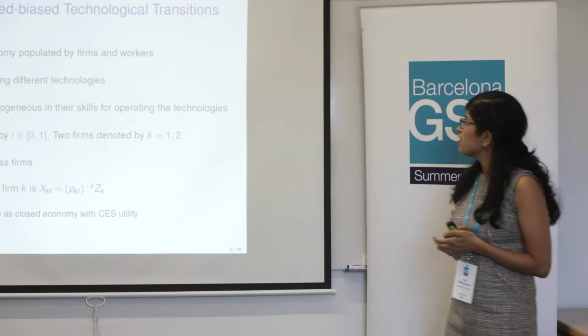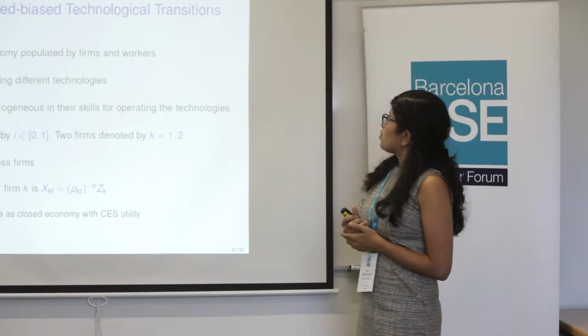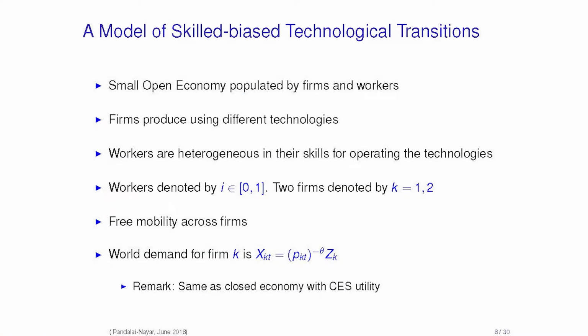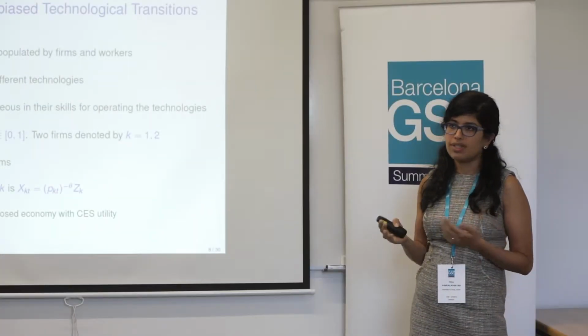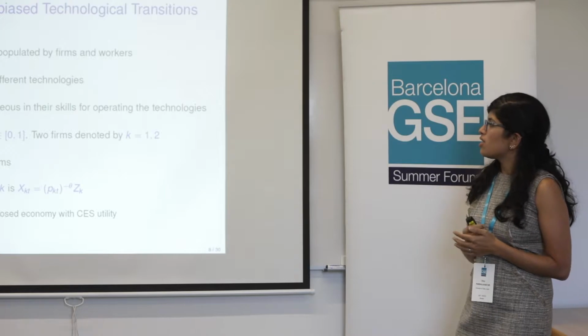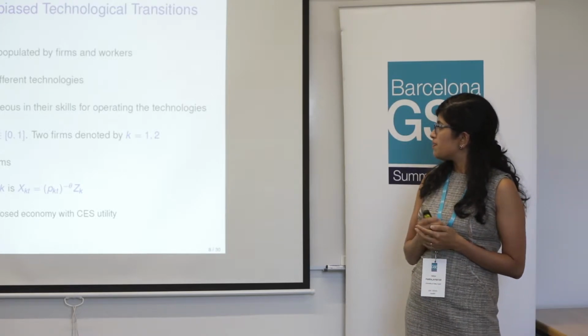We try to ask. Okay, so the model: we're going to have a small open economy that has firms and workers, and firms are going to produce using different technologies. Workers are going to be heterogeneous in their skills for operating these technologies. We denote workers by I and firms by K, where we assume there are two firms, so K is 1 and 2. And we assume there's free mobility across firms.